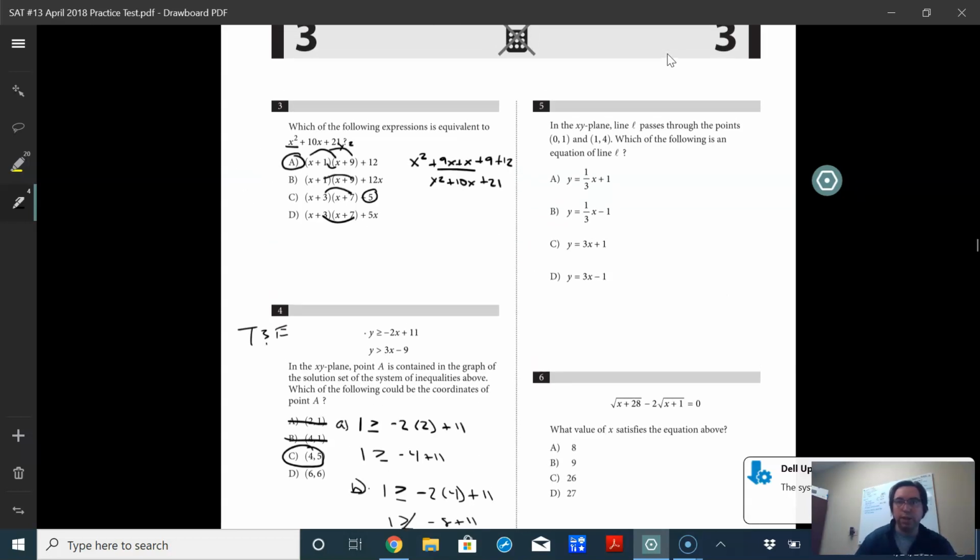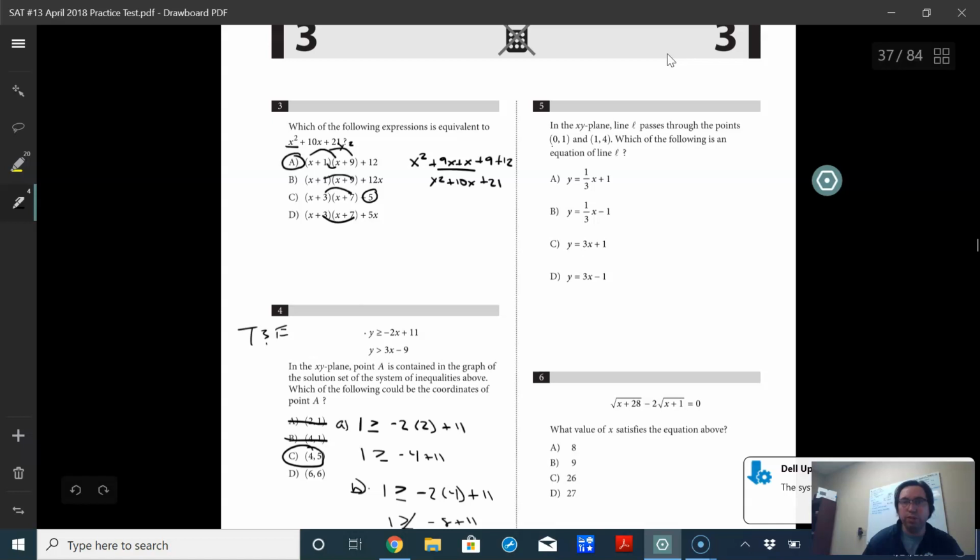Okay, so let's look at the next one that we have over here. It says in the XY plane, line L passes through the point (0, 1) and (1, 4). Which of the following is the equation of line L? So really what they've given us is 2 coordinate points, 2 ordered pairs, and within that we can identify the line. Well, one thing we know, if x equals 0 here, then our y-intercept is 1. So we say x equals 0, then y is going to equal 1.